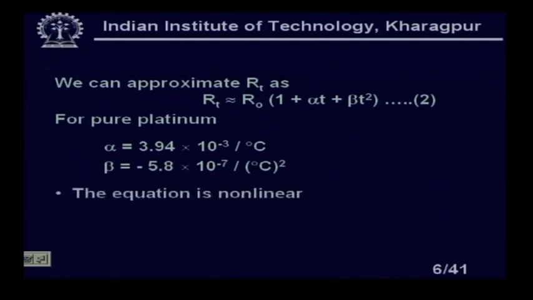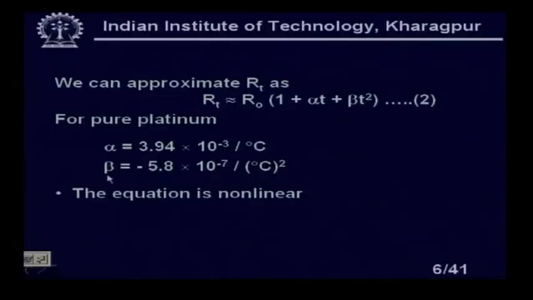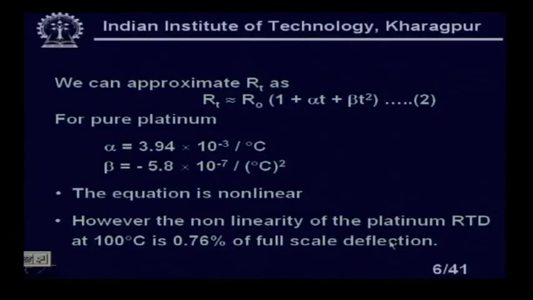The equation is nonlinear. You see the equation 1 which we have discussed is a nonlinear equation. Obviously, if you take alpha, beta, gamma, it is nonlinear. But fortunately, you see the value of beta here, beta equal to minus 5.8 into 10 to the minus 7, is quite small, right. We can also measure how much the nonlinearity is. For most practical cases, the nonlinearity of the platinum RTD we have calculated at 100 degree centigrade is 0.76% of the full scale deflection, right. It is quite small for most applications, right.